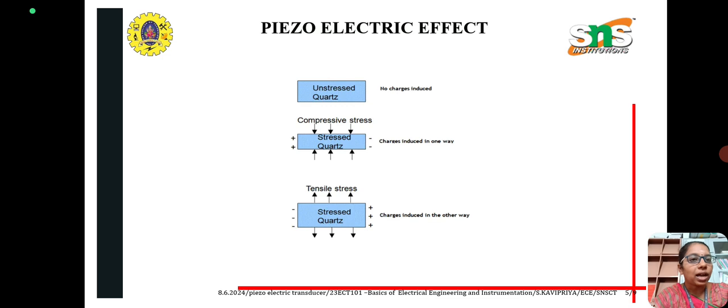When a quartz crystal is unstressed, no charges will be induced. When a compressive stress is applied on the quartz crystal, charges will be induced in one way: one side will be positive and the other side will be negative. When a tensile stress is applied on the piezoelectric material, the charges will be induced in the opposite way compared to compressive stress.